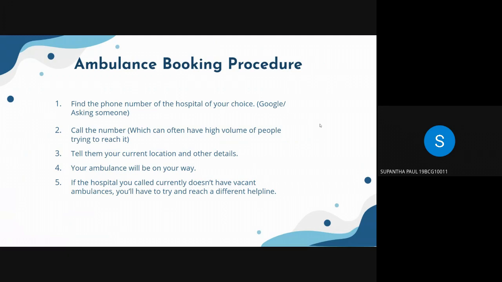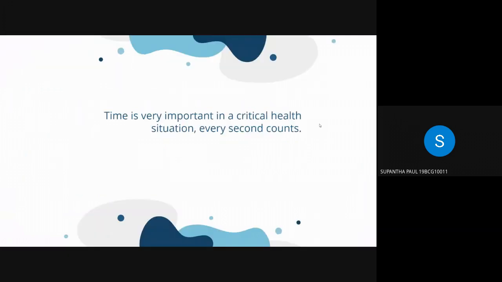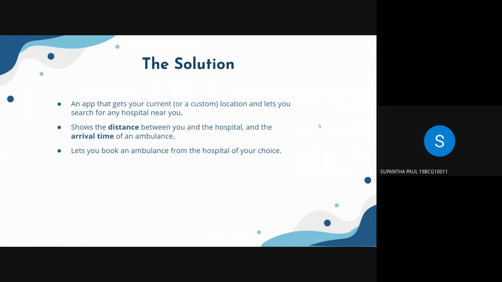Then when we reach that number, we tell them our current location and other details over the phone so that the ambulance can reach us. And let's say the hospital doesn't have any vacant ambulances at that moment, then we'll have to try a different helpline or a different hospital. So it's a very tedious process, and we know in a critical health situation, time is very important. Every second counts. So this is where our solution comes into play.